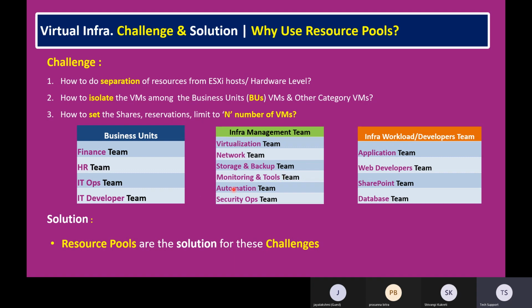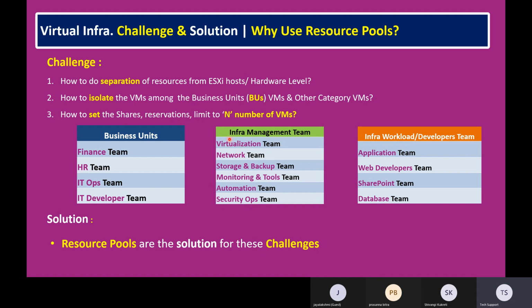And the automation team, they will use some automation tools like vRealize Automation or any of the infrastructure as code software like Ansible, Terraform, and all automation tools they will use. Okay, and the security operations team, they will do vulnerability scanning and also any of the ransomware protection tools they will use. Okay, like this we have IT infrastructure teams.